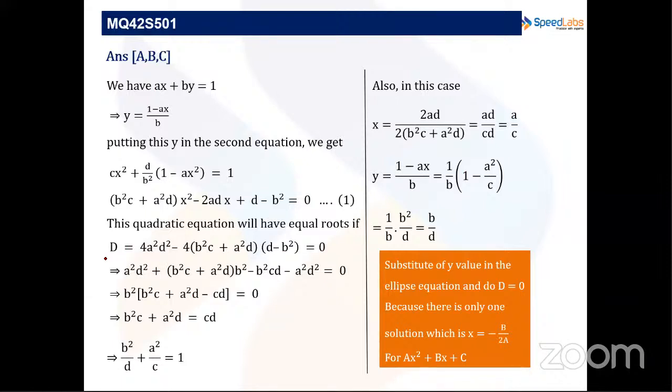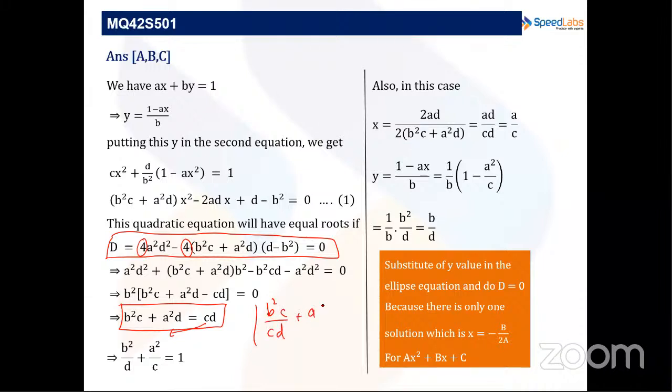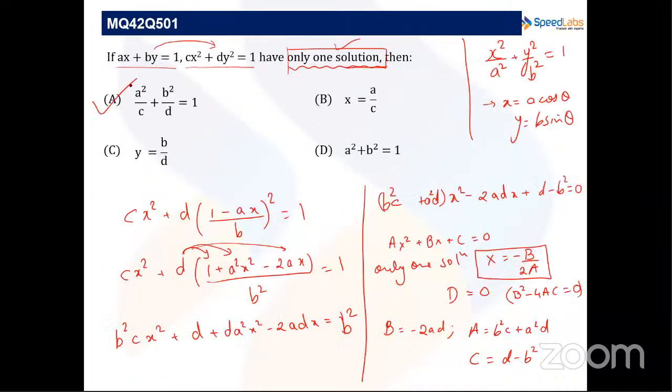So our discriminant equals 0 will lead us to this condition. In this, we have taken 4 common from both sides. Multiply these terms, and on simplification most of the terms will get cancelled out, and you will get only this condition: b square c plus a square d equals cd. Now taking cd down, in the denominator we get b square c upon cd plus a square d upon cd equals 1. So our condition will be b square by d plus a square by c equals 1. So option 1 is correct.